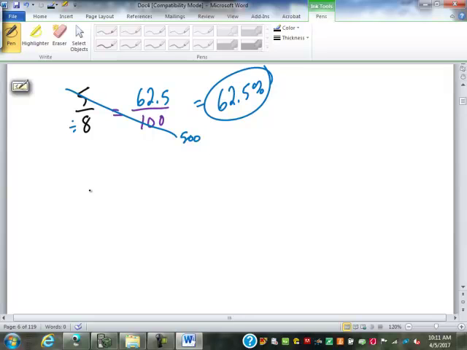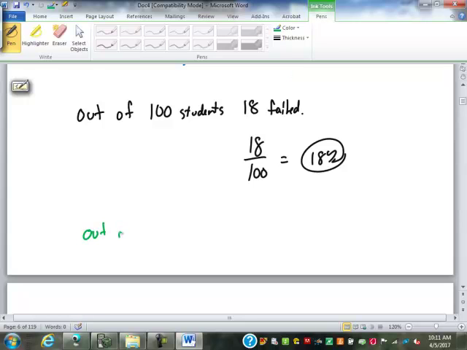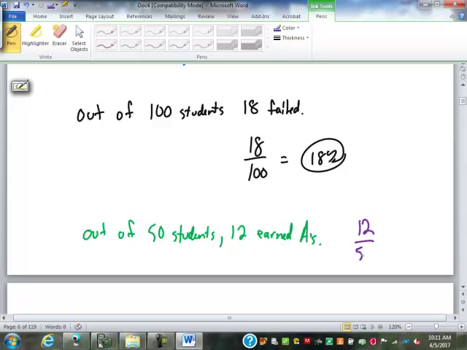For example, if I said that out of 100 students, 18 failed. What percent failed? Well, that's 18 out of 100. That's just 18%. Or we might say out of 50 students, 12 had A's. What percentage had A's? Well, 12 out of 50, it's pretty easy to turn that into a percent. You double the 50 to make 100, you double the 12 to make 24. So 24 out of 100, which is 24%.